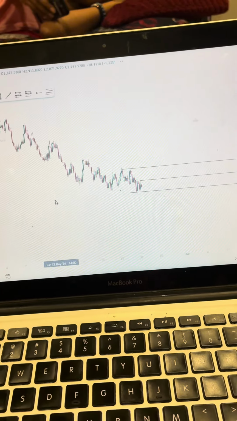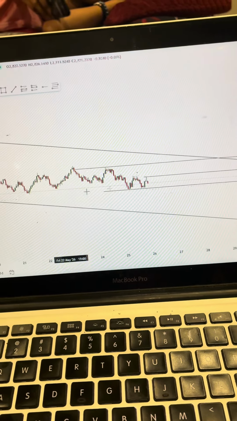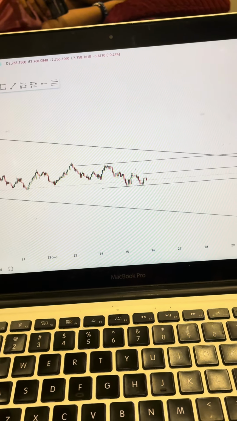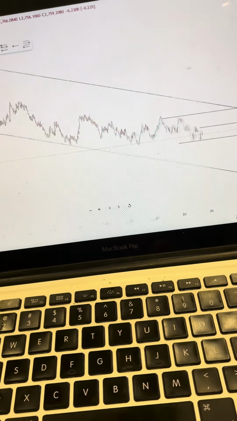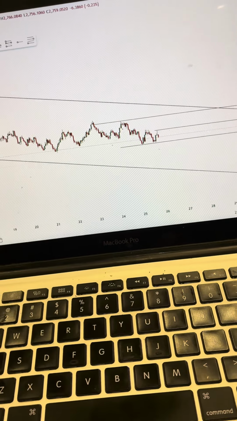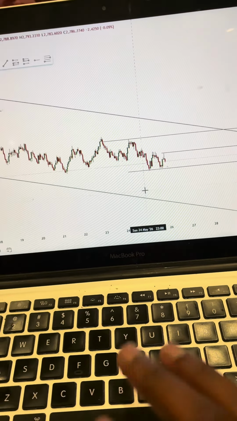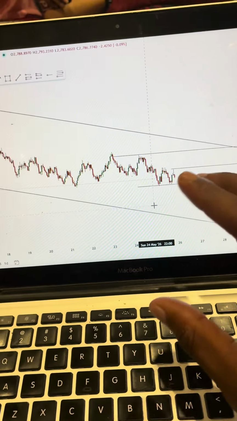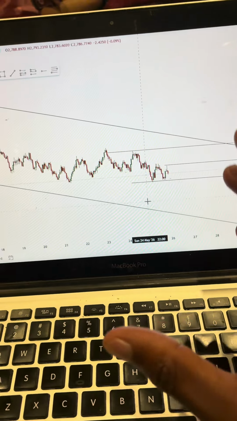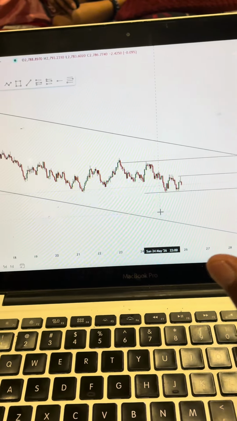Yeah? As soon as I'm on the 1 hour, I already understand that obviously I'm in a channel, right? This is a channel, this is a downtrend. Remember what I said? It's creating lower lows, lower highs, lower lows, lower highs. Anytime it creates lower lows, lower highs, always look for selling opportunities. It doesn't matter what the case may be.